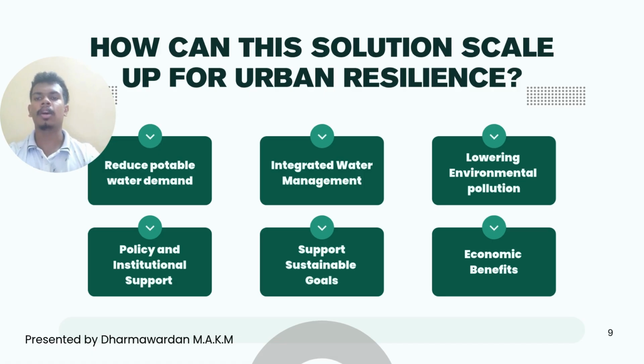Now let's look at how this solution can scale up for urban resilience. First, it helps reduce the demand for potable water, which is especially important during droughts or water shortages. It also supports integrated water management, allowing cities to manage different types of water more efficiently. Another benefit is lowering environmental pollution, since less greywater enters the sewage system or pollutes natural water bodies.